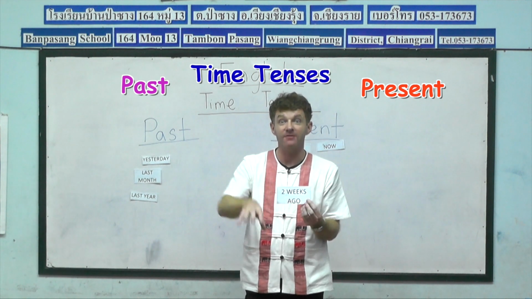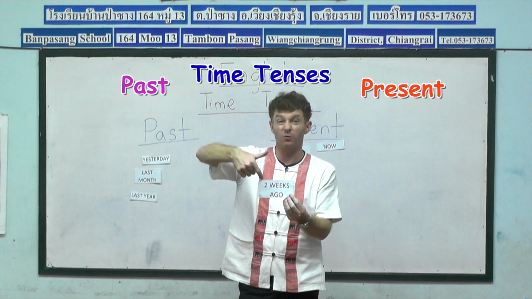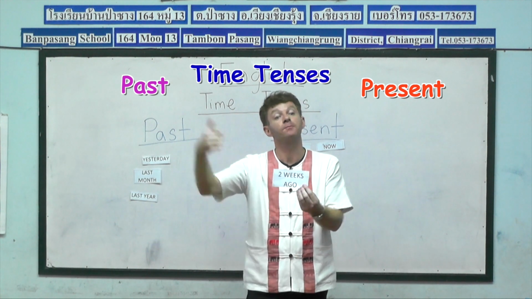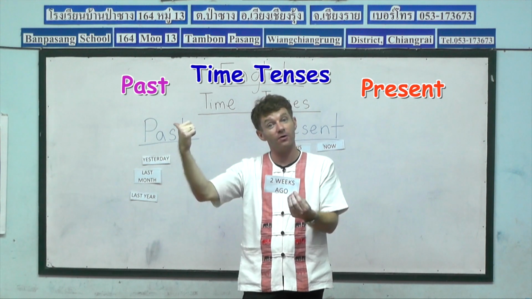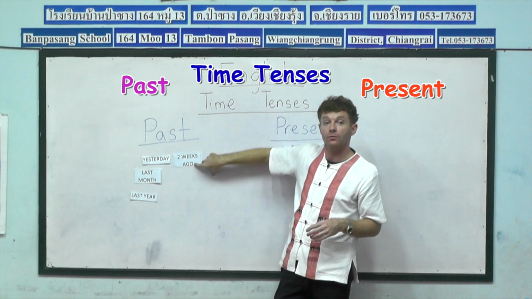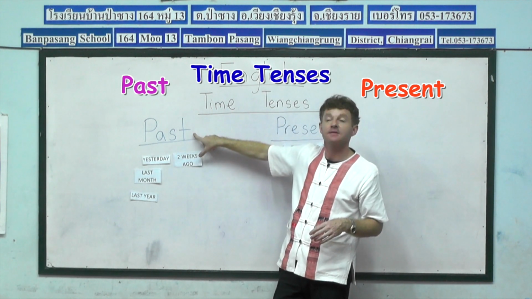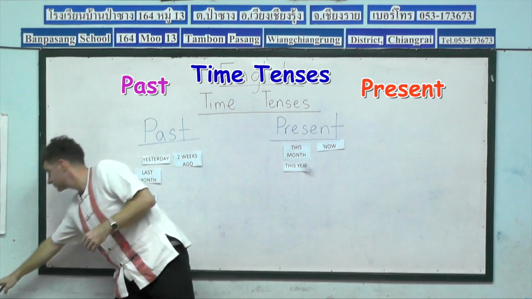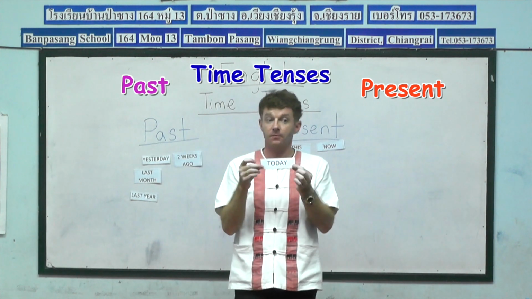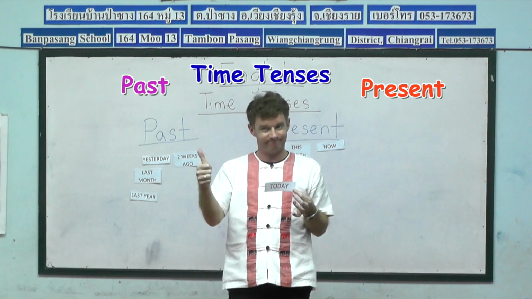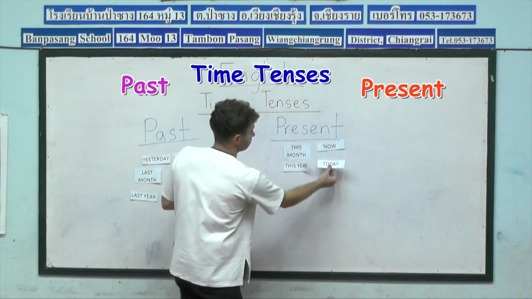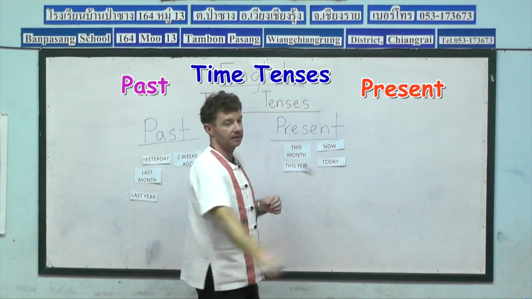Ago is the same as before. So if you see 2 weeks ago, it means 2 weeks before. And before is in the past. So 2 weeks ago, past. Excellent, guys. I think everybody will get this one. Today. Today is present. It's always today because it's always the present. Let's do one more.